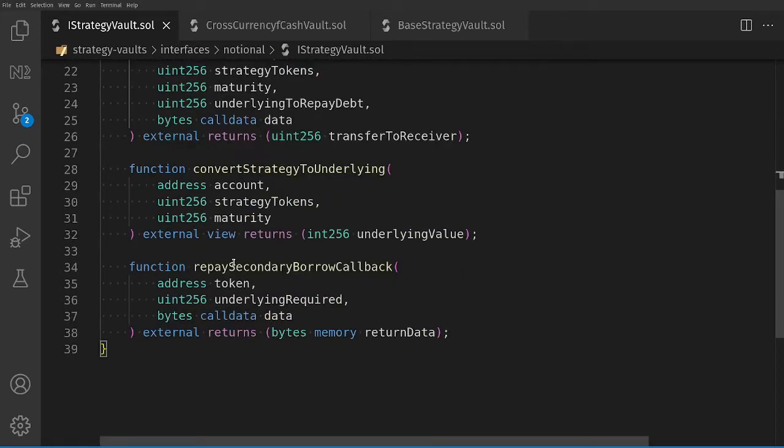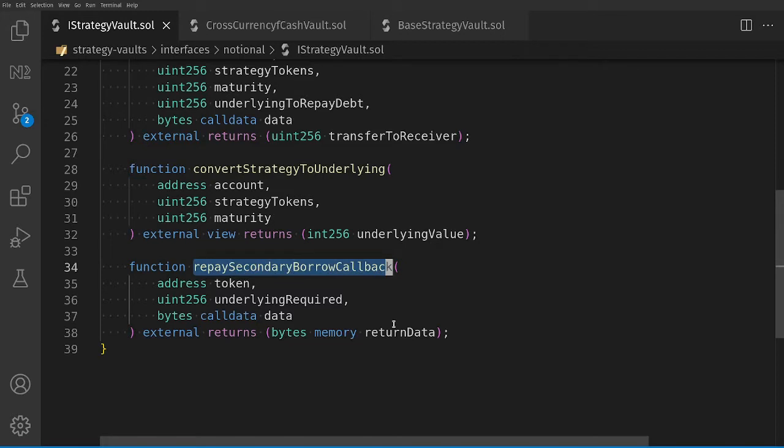Convert strategy to underlying is used by Notional to determine the valuation of a certain balance of strategy tokens. So Notional is going to call this method and expect the valuation in the primary borrow currency to be returned. And this is how we will ensure that the account maintains a minimum collateralization ratio.